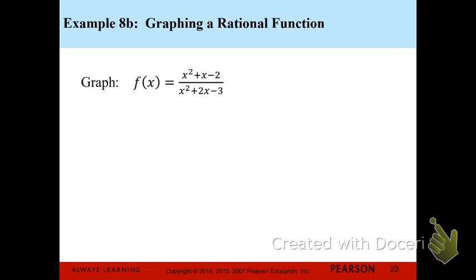All right, so let's graph this rational function. First thing we're going to do is look for domain. How do you find domain? Very good. Denominator not equal to 0. What's my denominator?